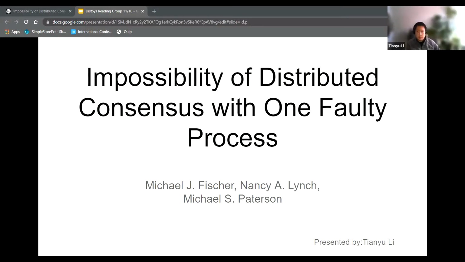So as Alexei has already said, today we're going to be talking about this fundamental paper called Impossibility of Distributed Consensus with One Faulty Process.